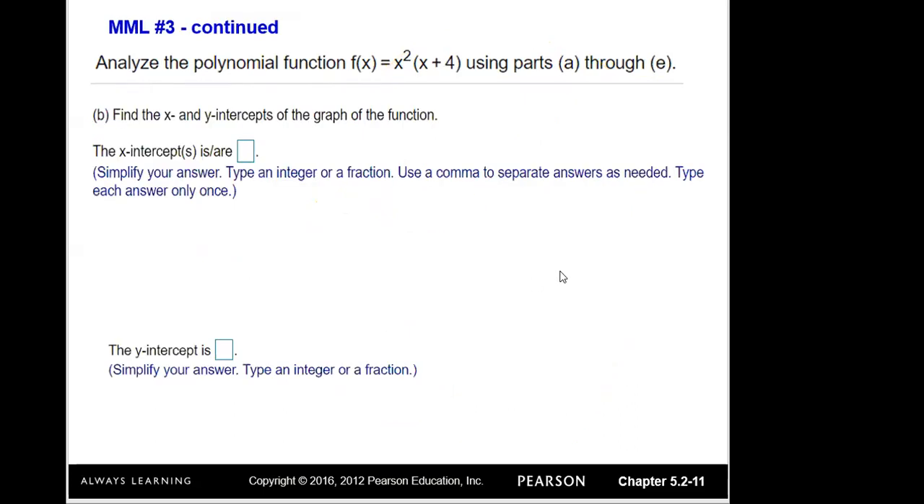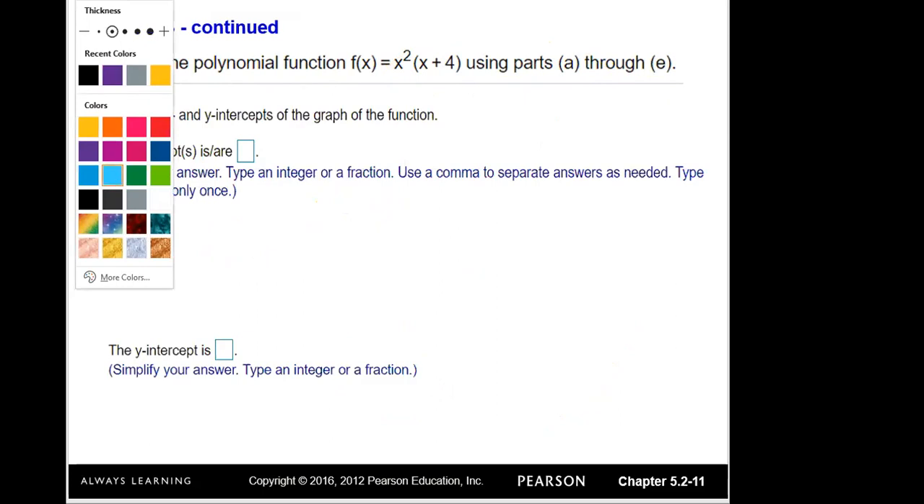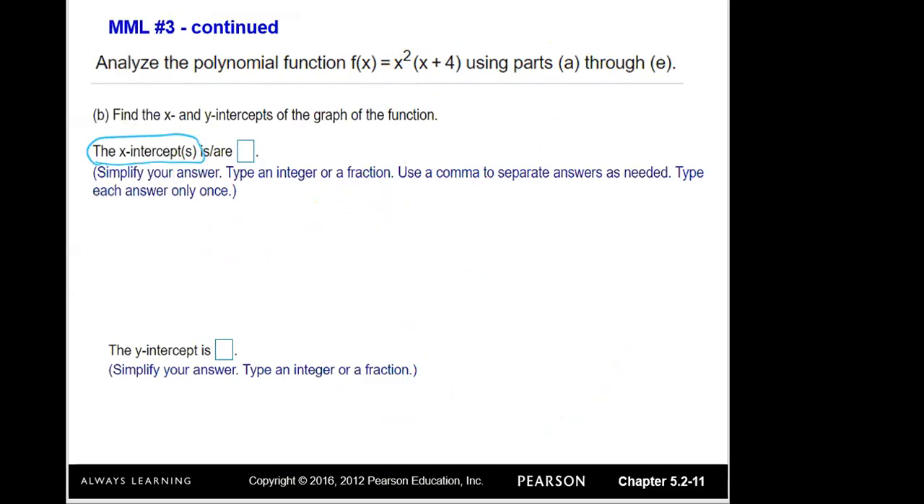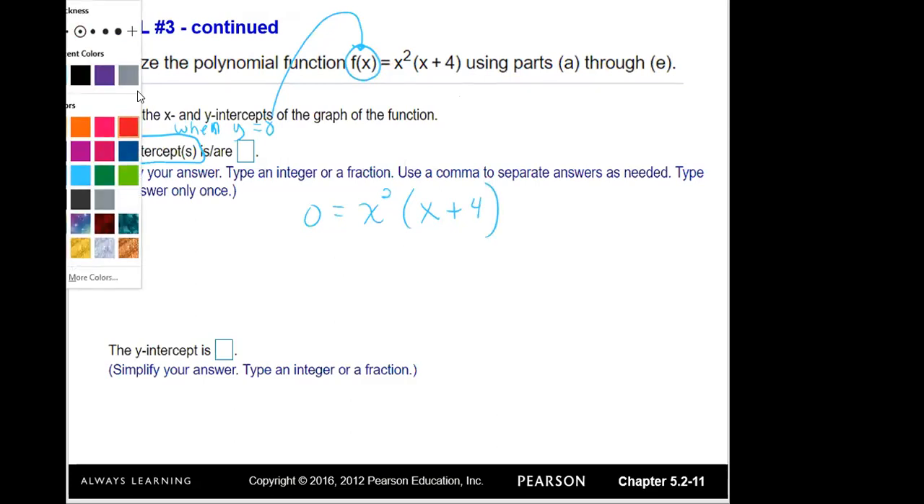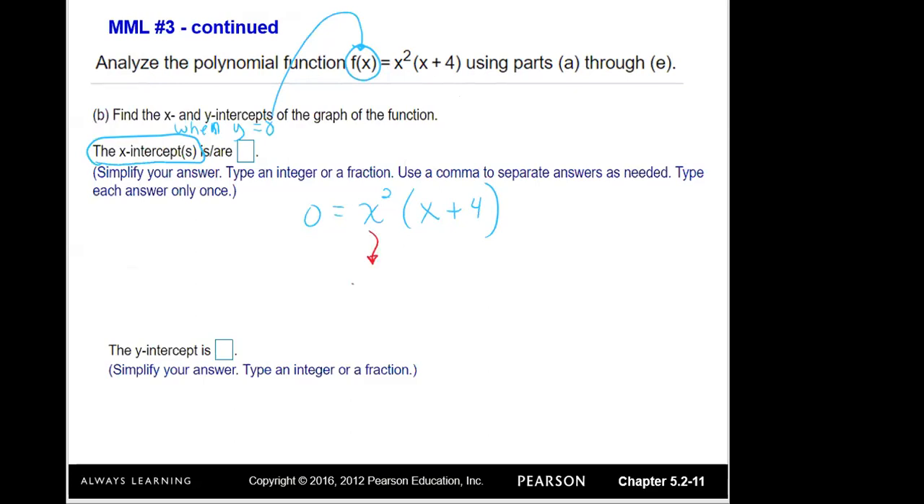All right, then it says find the x and y intercepts. Looks like they want you to find the x intercepts first. The x intercepts are when y is equal to 0, or in this case, f of x. So you're going to stick a 0 right there. 0 is equal to x squared times x plus 4. So if x squared is equal to zero, then x is zero. And if x plus 4 is equal to zero, x would have to be negative 4. Those are my x-intercepts. Simplify your answer, type an integer or a fraction, use a comma. So 0, comma, negative 4.